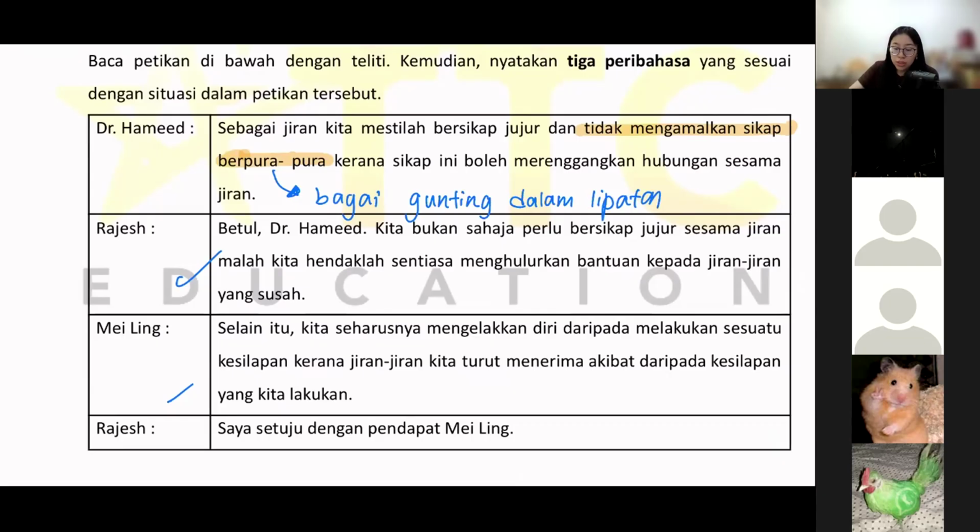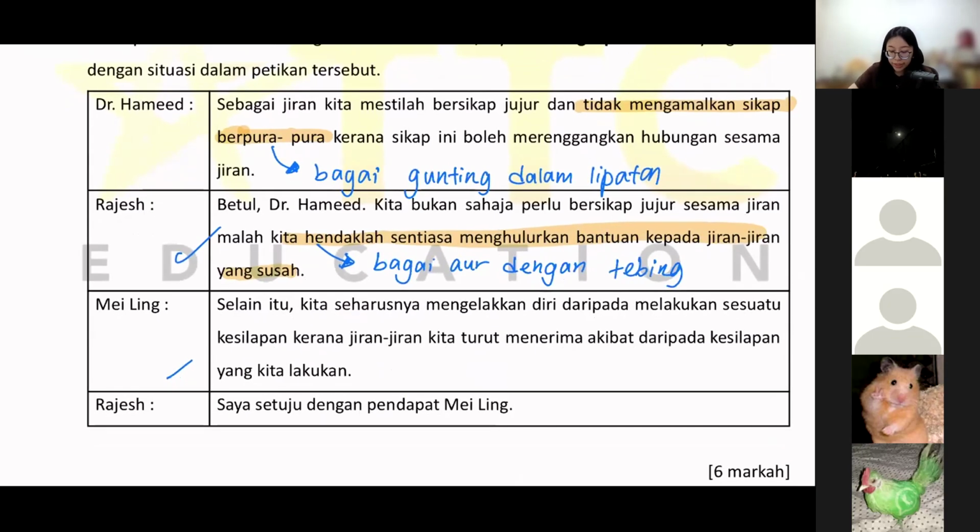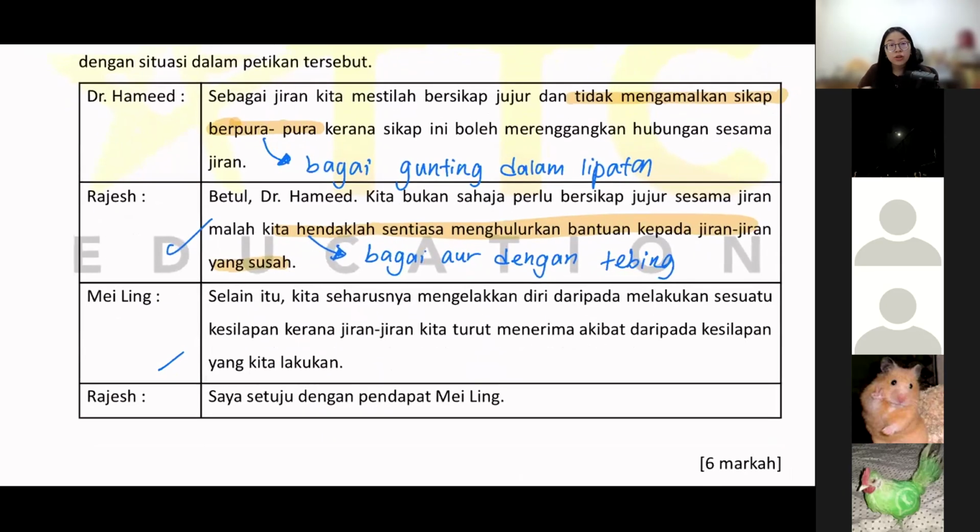Okay. Now, this one, next one is very easy. Kita hendaklah sentiasa menghulurkan bantuan kepada jiran-jiran yang susah. You need to help each other. This peribahasa is the one that you always give me, even though it's not the correct answer. So what is the peribahasa? Yes, correct. Bagai awal dengan tebing. Okay, next one. I just give you all the peribahasa lah.